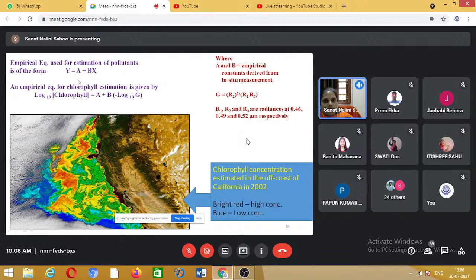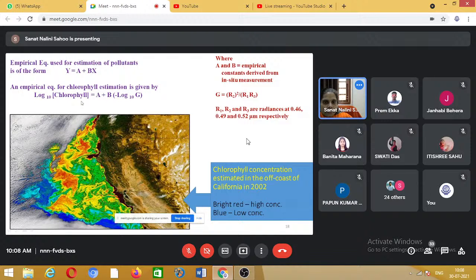y equal to a plus bx, where this is an empirical equation for chlorophyll estimation. So here log 10 of chlorophyll is equal to a plus b log g, where g is this ratio, r2 squared divided by r1 r3. Here r1, r2, r3 are radiances or reflectance values at different wavelengths: 0.46 micrometer, 0.49 micrometer, and 0.52 micrometer. This is r1, r2, and r3. And a and b are empirical constants derived from some site measurements. So once you have all these values, if you put them in this equation, you will get to know what the chlorophyll content is.